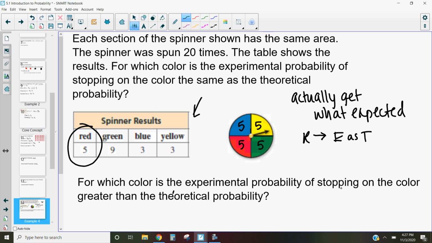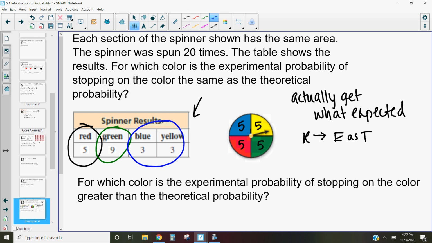Now, what if we look at this next question? For which color is the experimental probability of stopping on the color greater than the theoretical probability? So which one has a greater value in our experiment than it did theoretically? Well, that would be our green here. In green, we ended up getting a probability that's higher than what we expected to get. For blue and yellow, we actually ended up getting a lower experimental probability than what we anticipated, and that has to compensate for that green one.